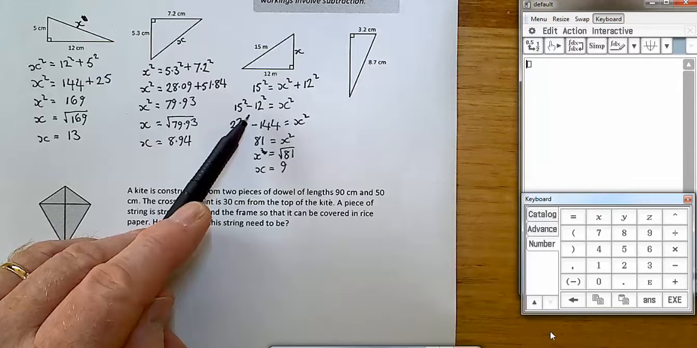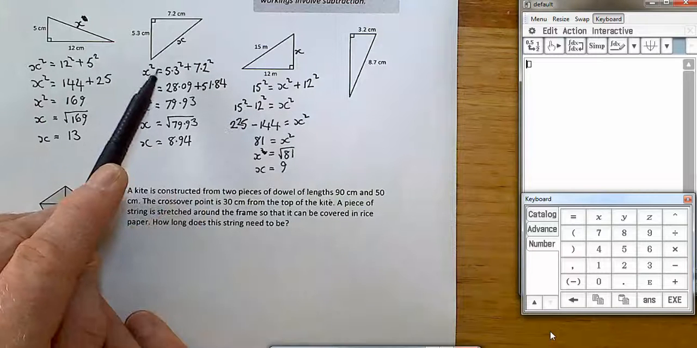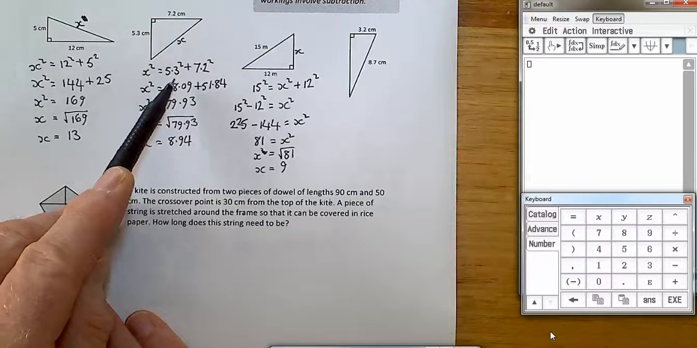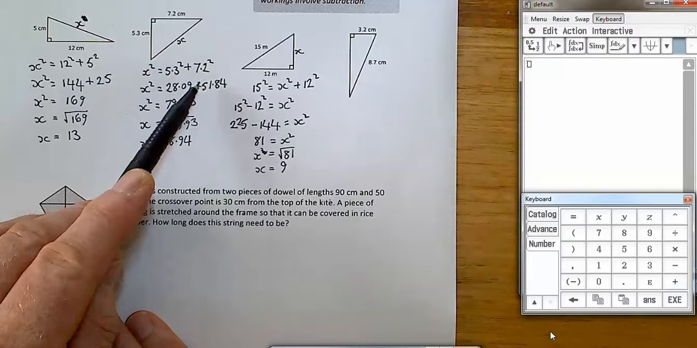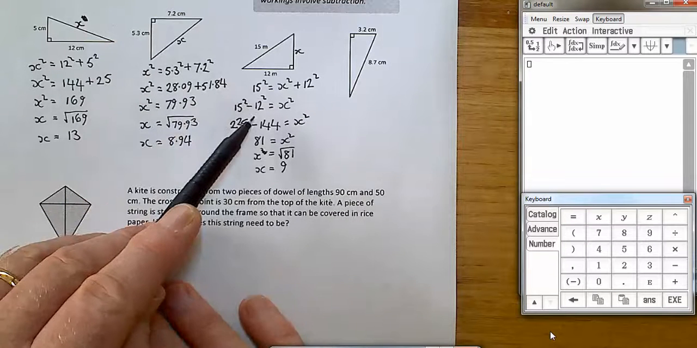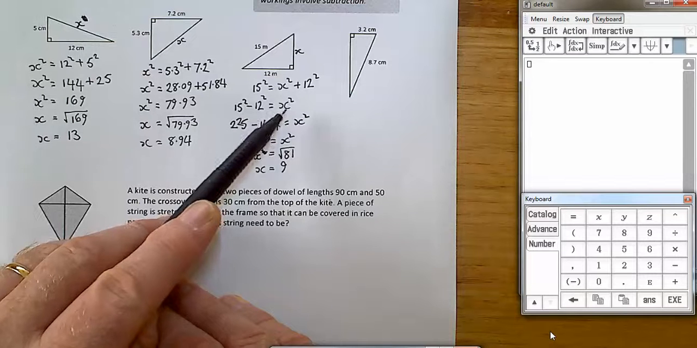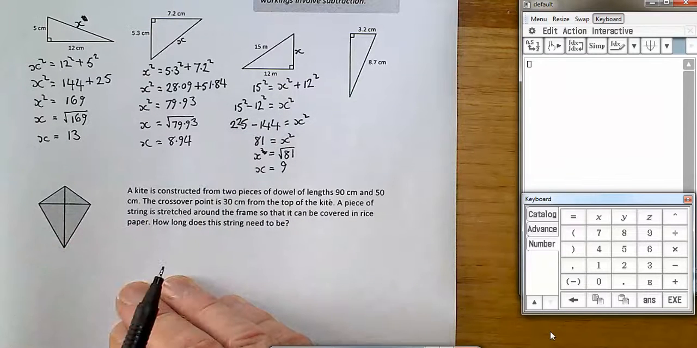Now some people prefer to remember that if it's a find the hypotenuse question, it'll be the sum of the other two sides squared. If it's not finding the hypotenuse, it'll be a subtraction question.